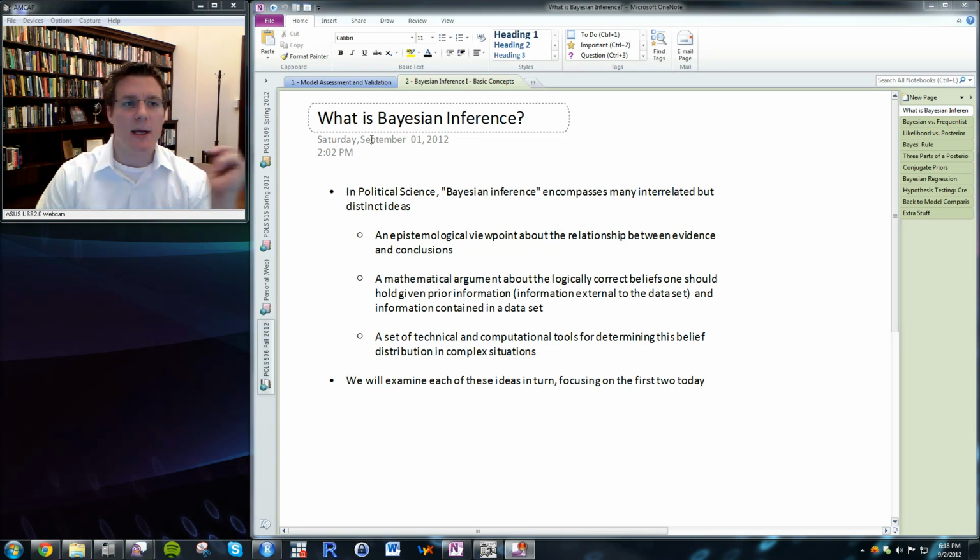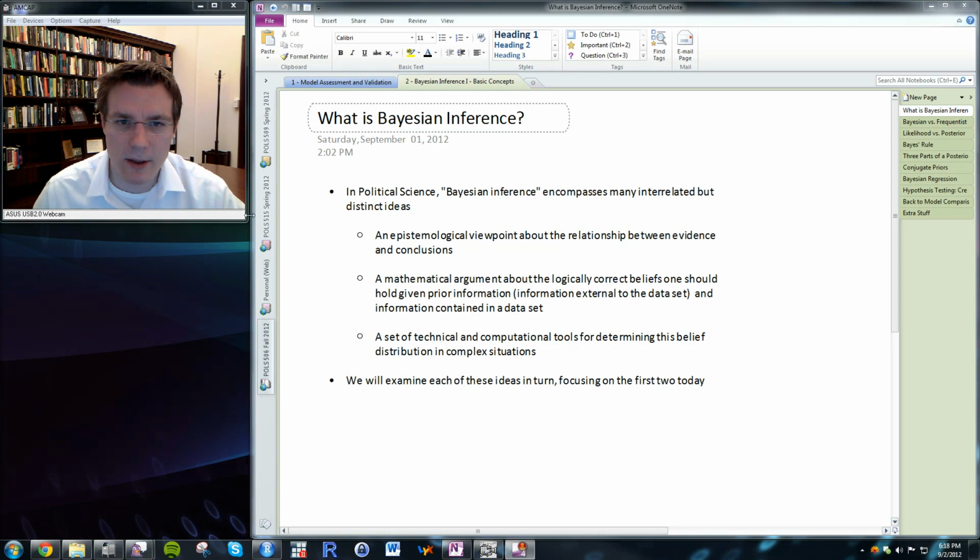And this week we're going to talk about Bayesian inference, introduce you to the concept of Bayesian inference, and start to deal with some of the technicalities, but mostly deal with how it is we think about the relationship between evidence and theory or ideas, conclusions in the Bayesian framework.